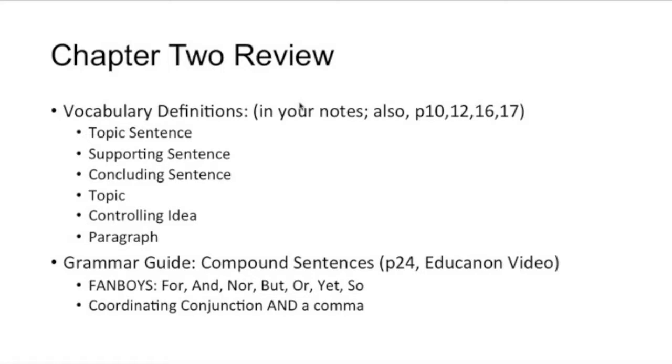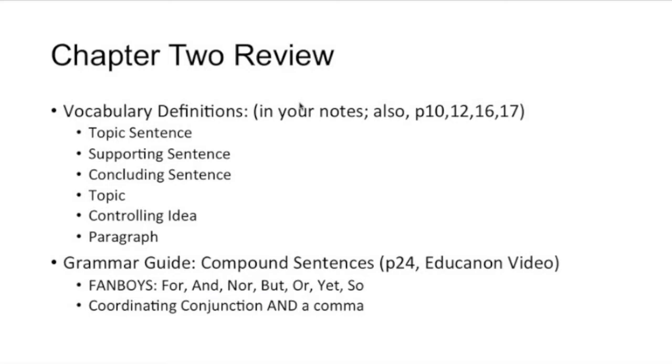As far as chapter 2 goes, you will be asked different definitions for common terms that we have talked about this past few weeks. So topic sentences, supporting sentences, concluding sentences, knowing what a topic and a controlling idea is, as well as a paragraph. These definitions can be found in your notes on the PowerPoints, also on page 10, 12, 16, and 17 of your book. You will also be asked about the grammar guide over compound sentences.